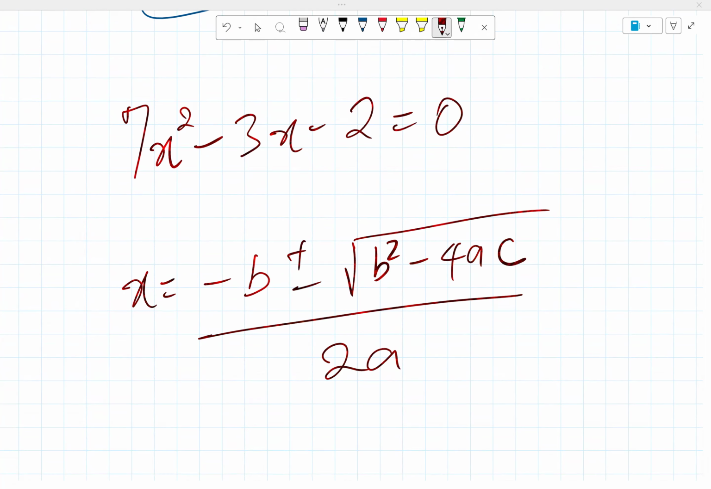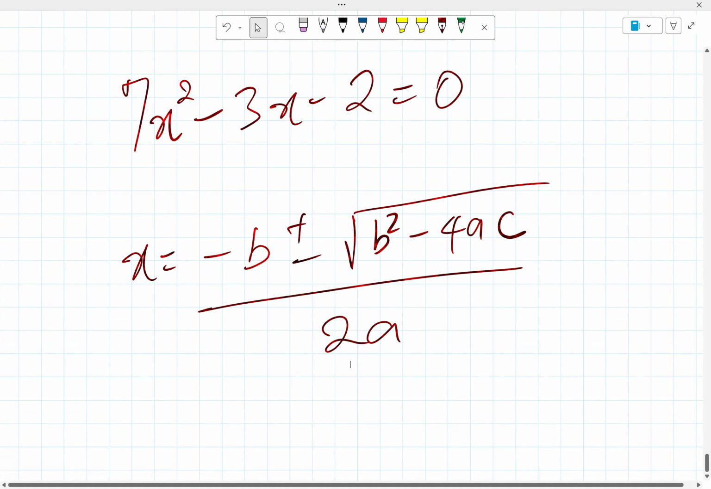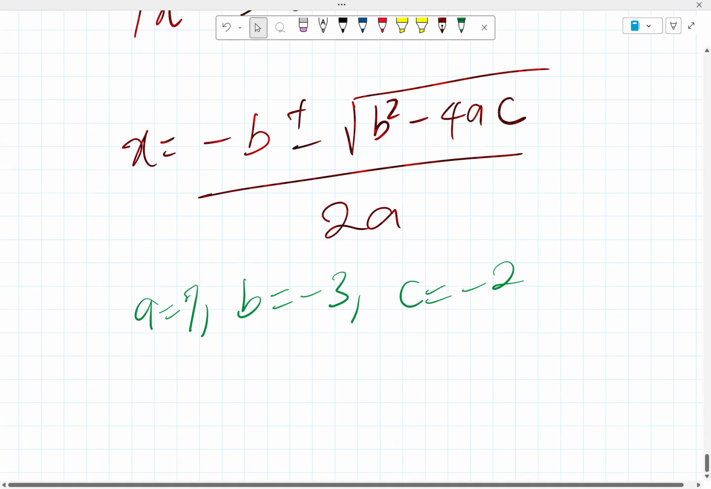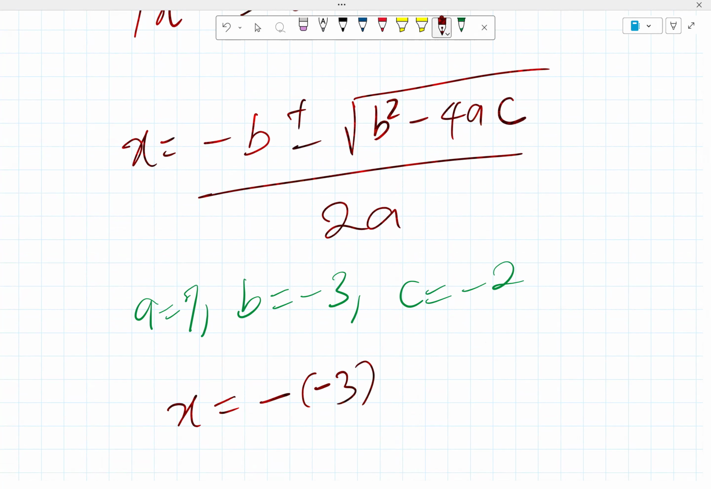So we identify the numbers we need. A is 7, that's the coefficient of x squared. B is minus 3, don't leave the minus behind. C is minus 2, don't leave the minus behind again. So x now, we can go on, say x is minus b, b is minus 3. So don't forget, the minus is in the formula, so b itself has a minus.